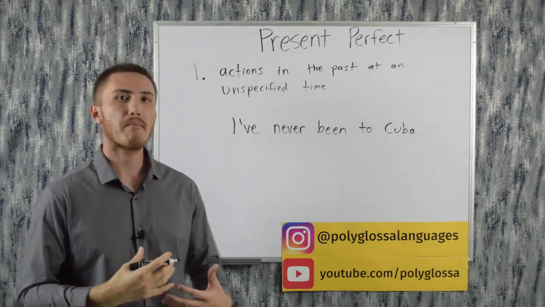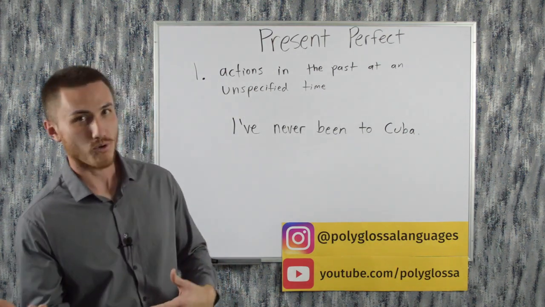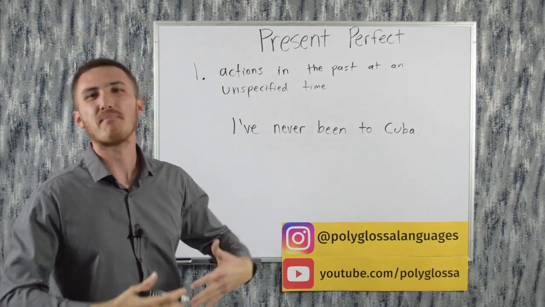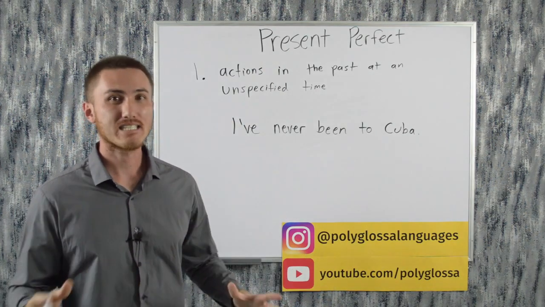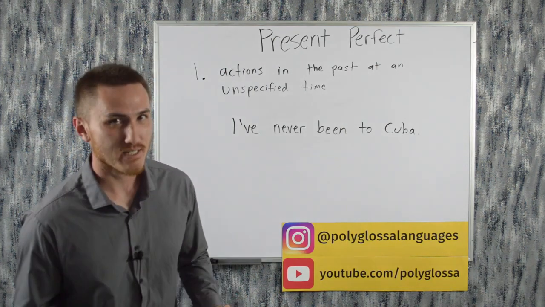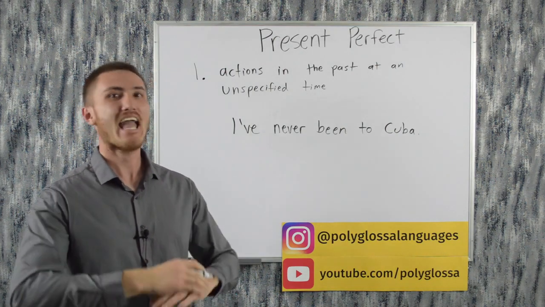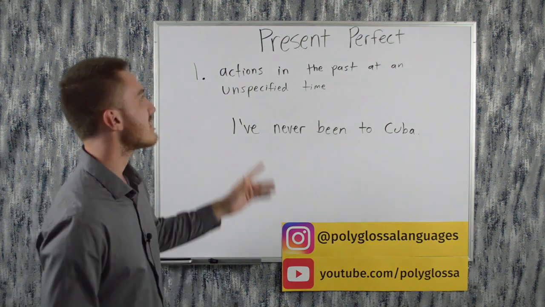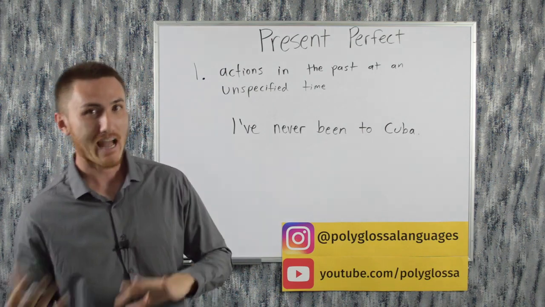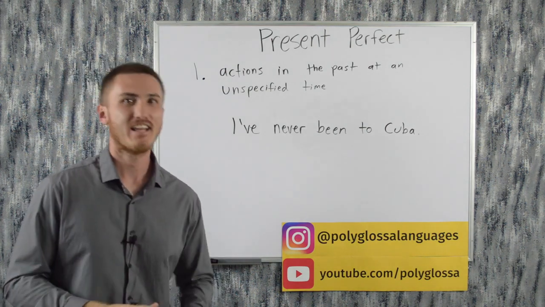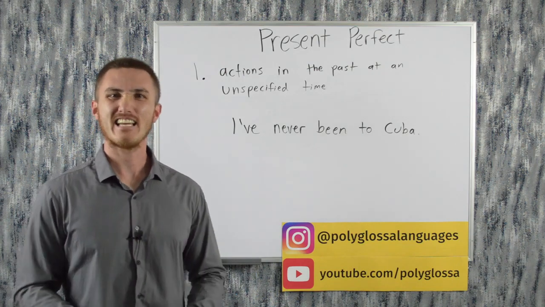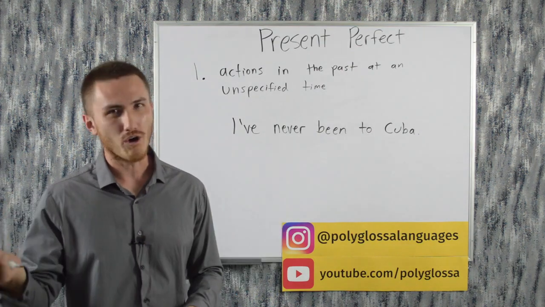Here, I'm talking about an action that happened or didn't happen at some time in my whole life. I'm not saying when it happened. I'm not saying how many times it happened. I'm not saying anything about the specific occasion. I'm only saying if it happened or didn't happen at some point in my life. It's like saying just yes or no, right?